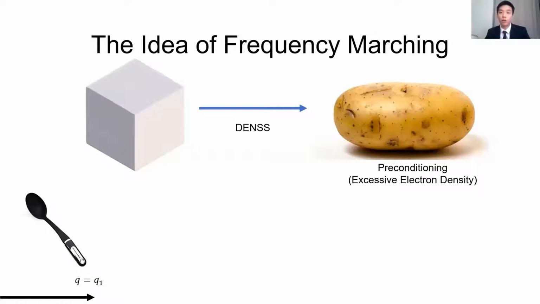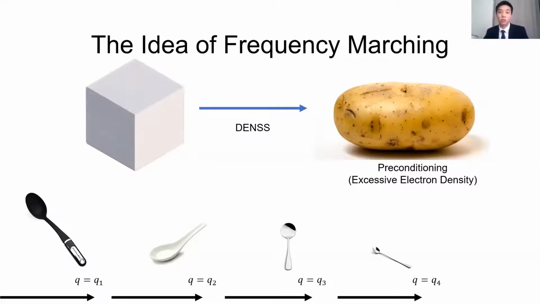We have a WAXS profile. We go to a Q equals Q1, corresponding to a low resolution and a large spoon. We use this spoon to carve the potato, then we march to a higher Q, Q2. Q2 corresponds to a smaller spoon, and we use this smaller spoon to carve the potato again, revealing finer and finer structures as the spoon gets smaller and higher Q is marched. Finally, we end up with a finely carved potato representing the 3-dimensional electron density and structures, and then we are done.